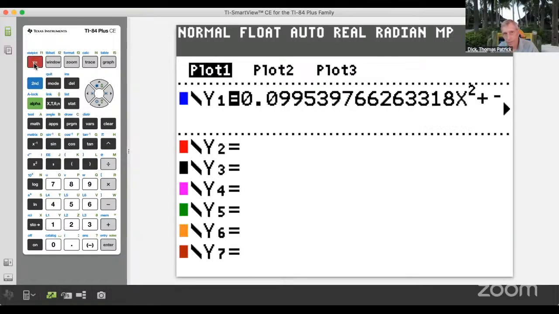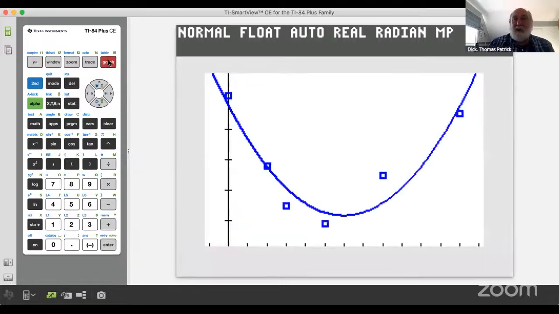Let me just go to Y equals. Yep, there we go, it looks like it's there. And then let's go ahead and hit graph. Very similar looking graph to what you had there.